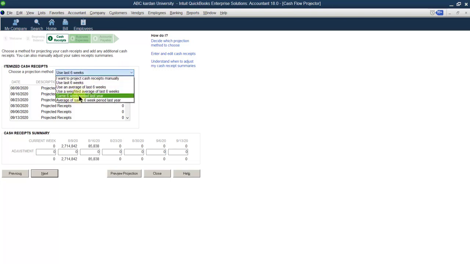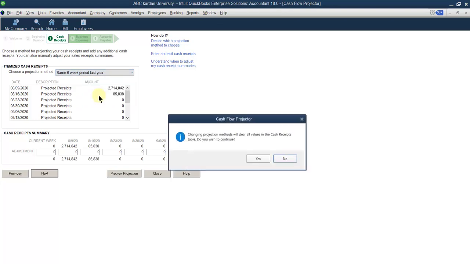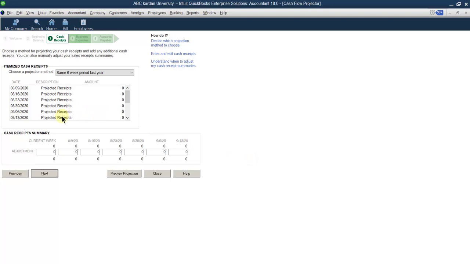Next point, the same 6 week period last year. It means the same 6 weeks in the last year. If you click on this one, it is zero. Why? Because on the same dates last year, there was no accounting data in this QuickBooks, because I created this QuickBooks this year. If there was any information for the last year, for example 8-9-2019, and data is available for 8-9-2019, then that one will be selected. It is the same 6 weeks in the last accounting period. As there is no information, the balance is zero.